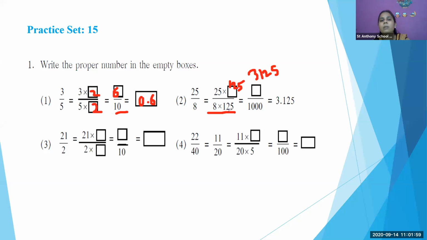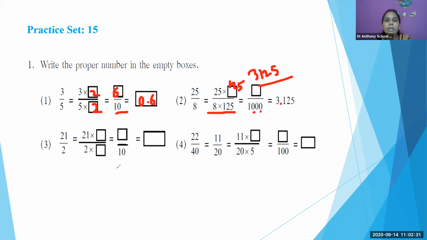Okay, so if you multiply 8 into 125, the answer is 1000. So when you multiply 125 into 25, the answer is what? 3125. Okay, 3125. Now, how many zeros are there? 1, 2, 3. So after 3 digits, we'll put our decimal point, that is 3.125. So the answer is 3.125. Okay, everyone, understood? 3.125.